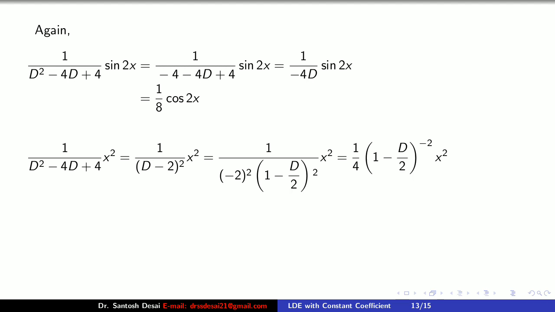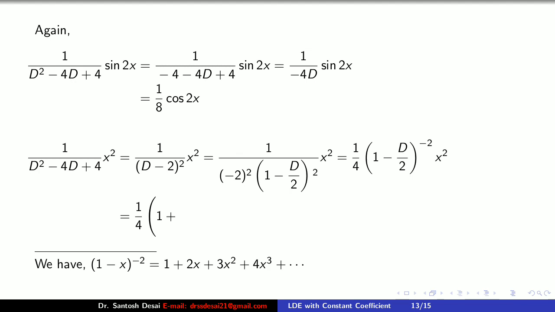Now again here the power of x is 2. So therefore we have to write the first 3 terms of the expansion. So expanding this, we use the expansion 1 minus x raised to minus 2. It is 1 plus 2x plus 3x square plus 4x cube. So using this expansion we write the first three terms of the expansion. So the first three terms are 1 plus 2 into bracket d by 2 plus 3 into bracket d by 2 bracket square. So these are the first three terms of the expansion, and these are sufficient terms into x square.